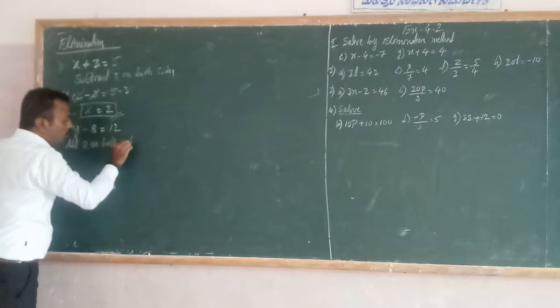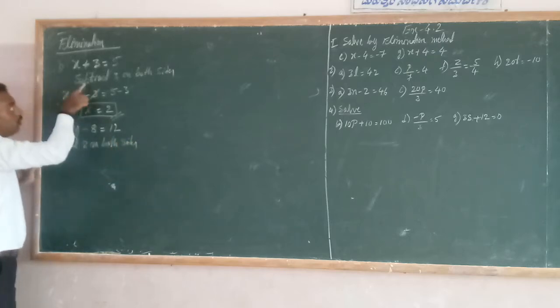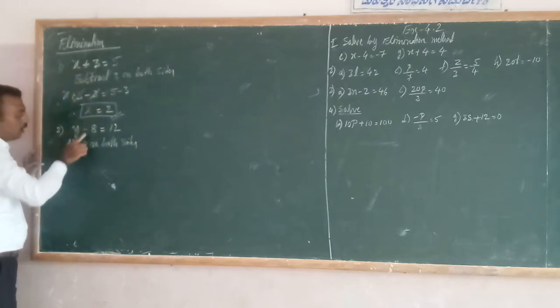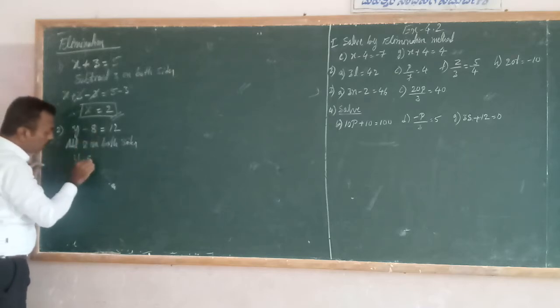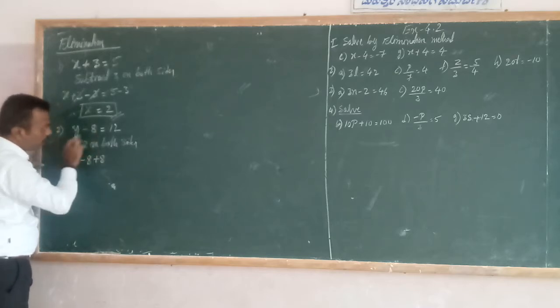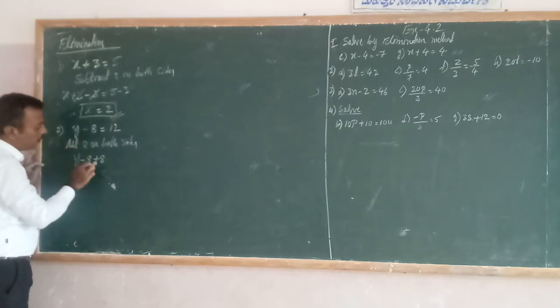8 on both sides. ಅರ್ಥ ಆಯ್ತಾ? So ಇಲ್ಲಿ minus ಇಲ್ಲಿ plus ಇತ್ತು ಹಾಗಾಗಿ subtract ಮಾಡಿದೆ. ಇಲ್ಲಿ minus ಇದೆ ಹಾಗಾಗಿ plus ಮಾಡ್ತಾ ಇದ್ದೀನಿ. So y minus 8 plus 8. Y minus 8 as it is right now. We have to add, means plus. What we have to do? Addition 8.